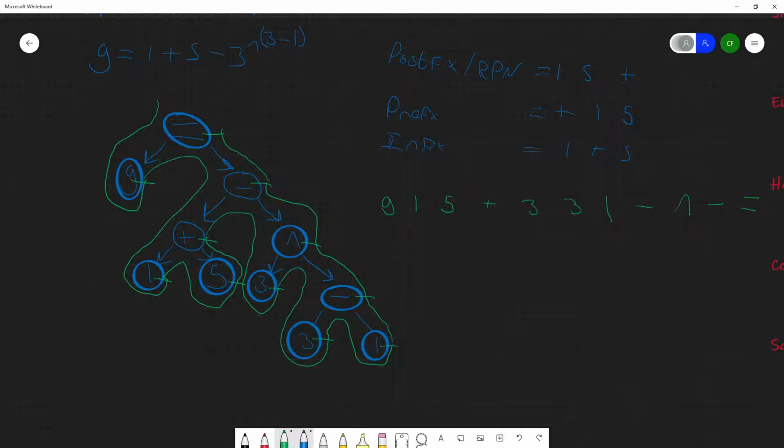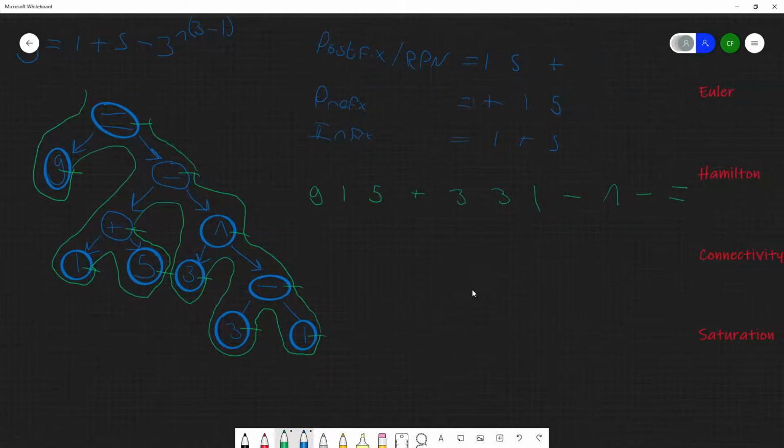Let me just double check that's correct with my notes. 3, 3, 1, minus, power. Yes, good. Always good to see that. This is the postfix expression for this infix equation. It's mathematically exactly the same, but this is much easier for us to compute with. So now we switch over to using a stack.